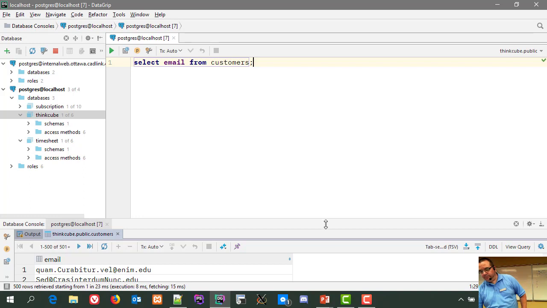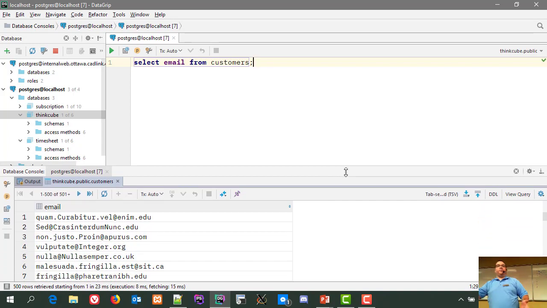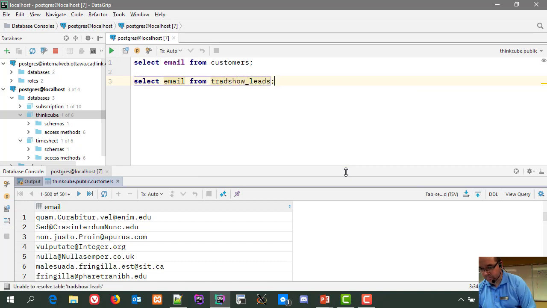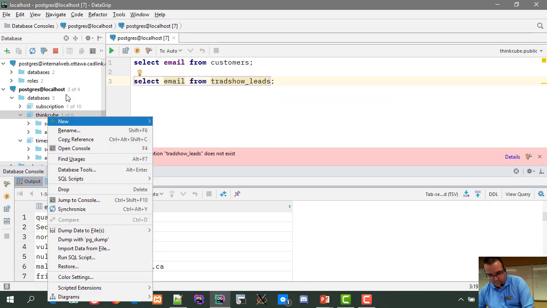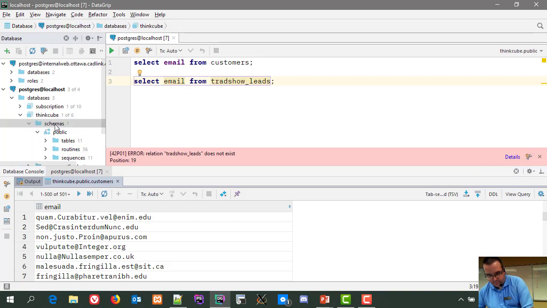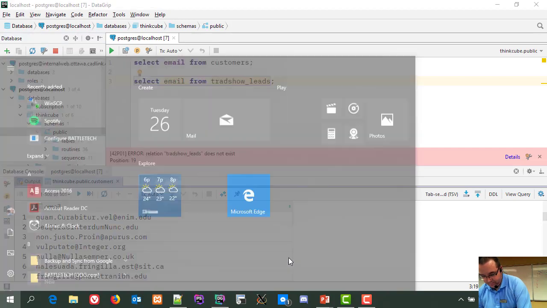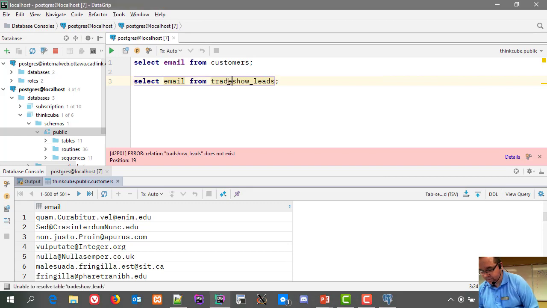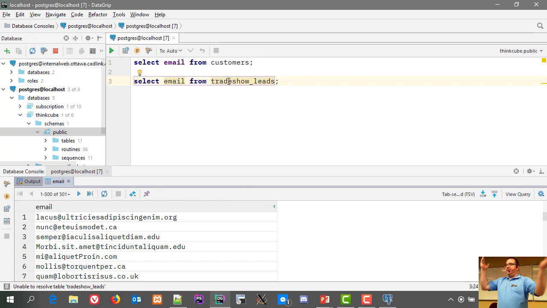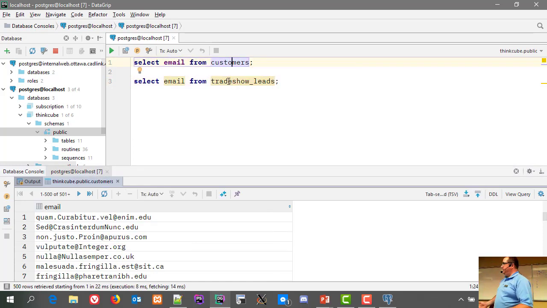All right, so select email from customers, fairly straightforward query. I can also go, and it's not cooperating. Why not? Really? There. Okay, trade show leads. Congratulations. I can't type. So these are two separate queries. They look the same. They behave the same.